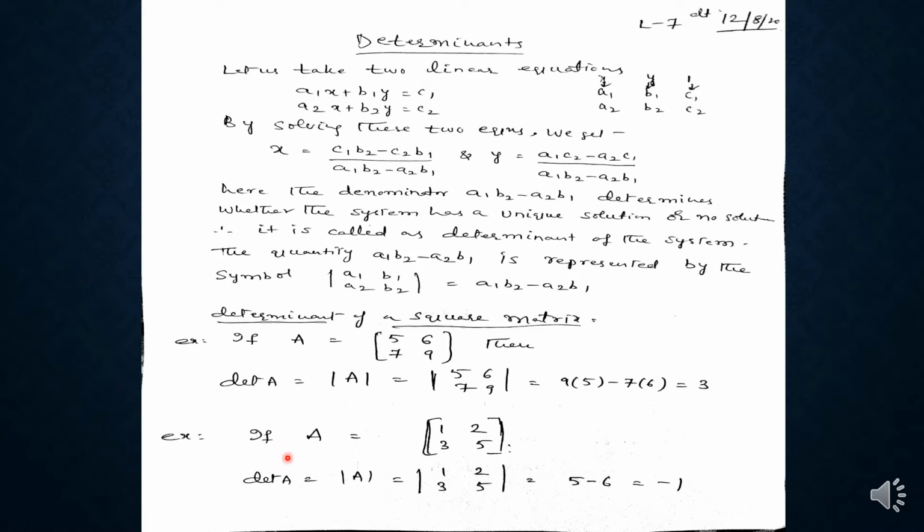One more example, if A is equal to 1, 2, 3, 5, then find its determinant value. Det A is equal to mod 1, 2, 3, 5. That is 5 into 1, 5, minus 3 into 2, 6. 5 minus 6 is equal to minus 1. Thus, the determinant gives a numerical value, and the matrix is the structure of the elements.